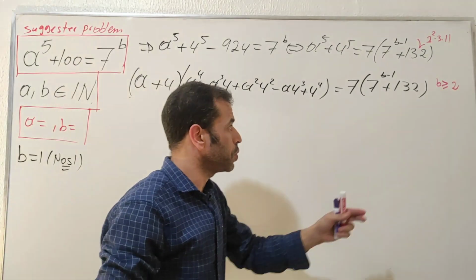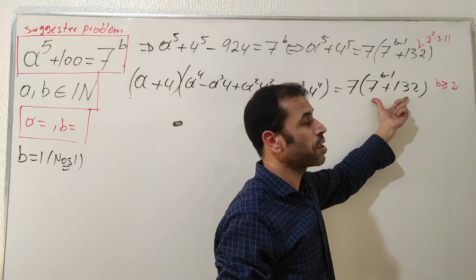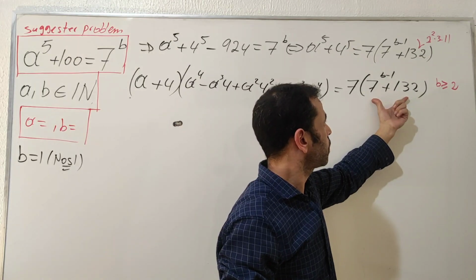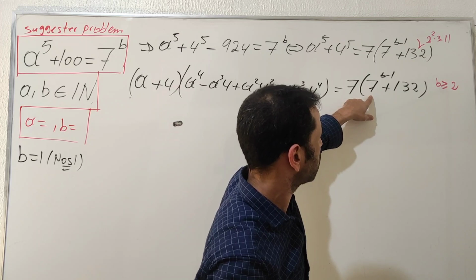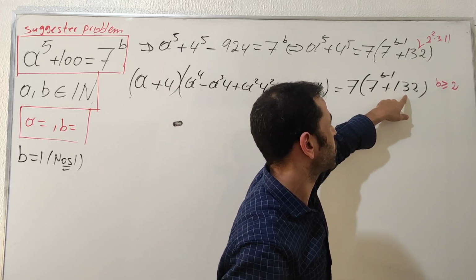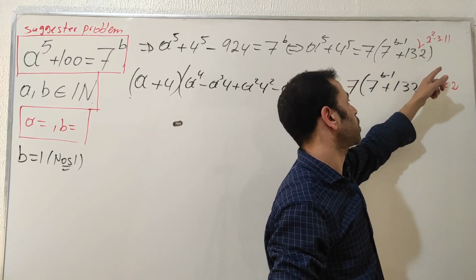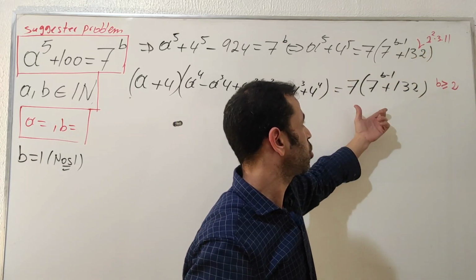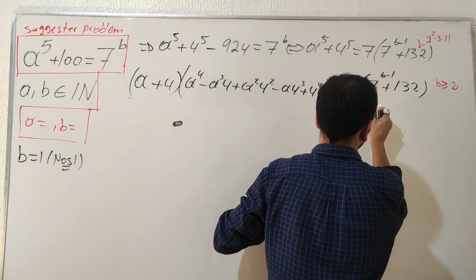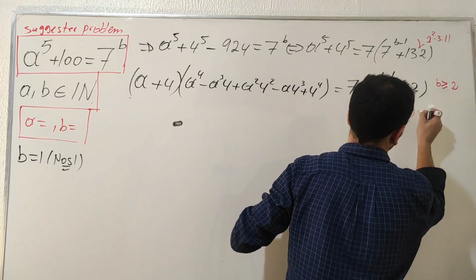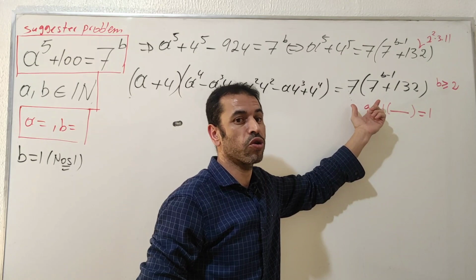Now if we have b superior to 2, this term is divisible by number 7, okay? But this one is not divisible by number 7, because look here, we have 2 squared, 3, 11. We cannot divide this one by 7, which means the GCD of these two terms equals 1. So this is very important. The GCD of these two terms equals 1. What does this mean? It means we are going to limit the number of choices.